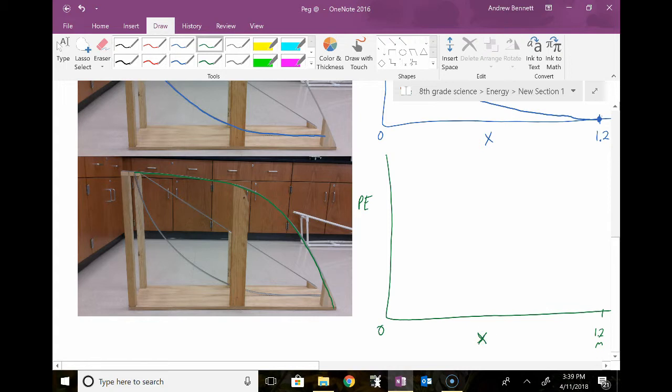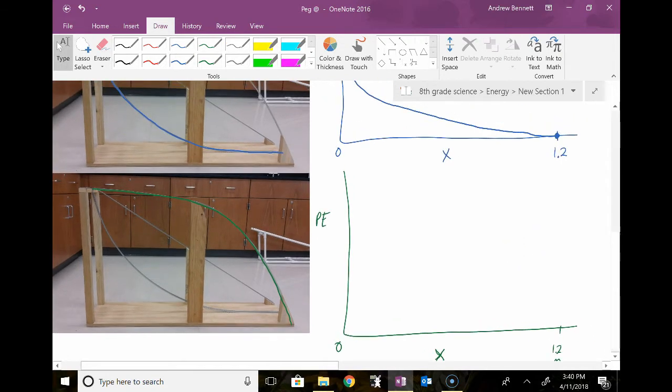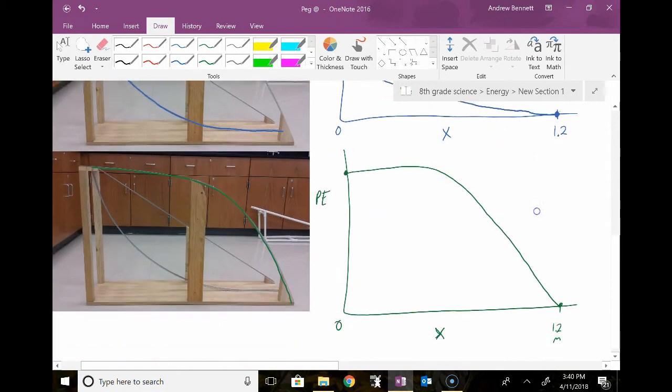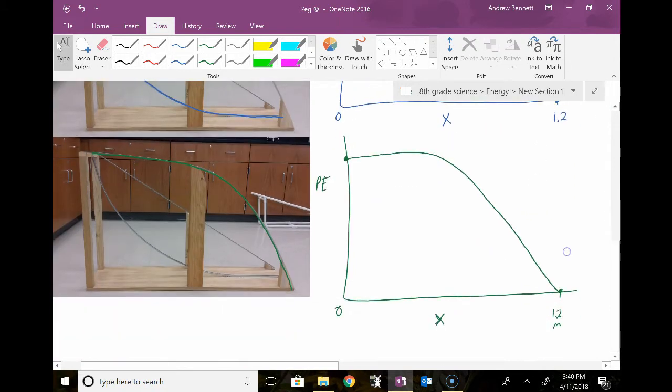All right, on this one, we have a pretty flat section at the beginning, so not much change in height, which also means not much change in potential energy. It does still start at a maximum, and it still ends at 0, but we have a small change at the beginning and a big change at the end. So it's pretty flat at the beginning, and then a big change toward the end. So the shapes of these potential energy graphs are very close to the shapes of the ramps themselves.